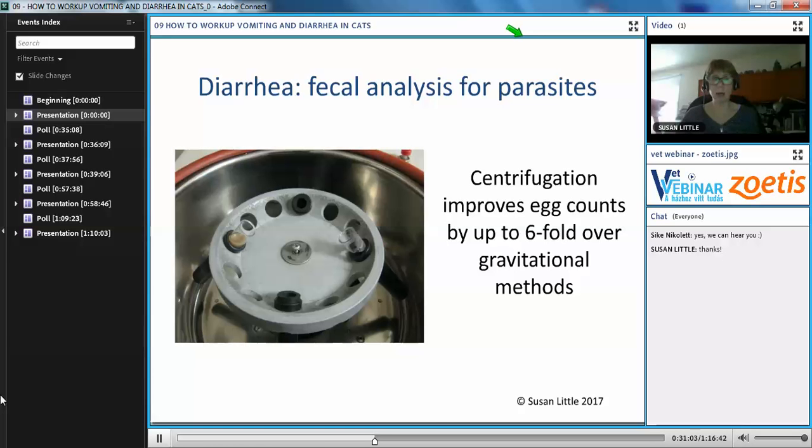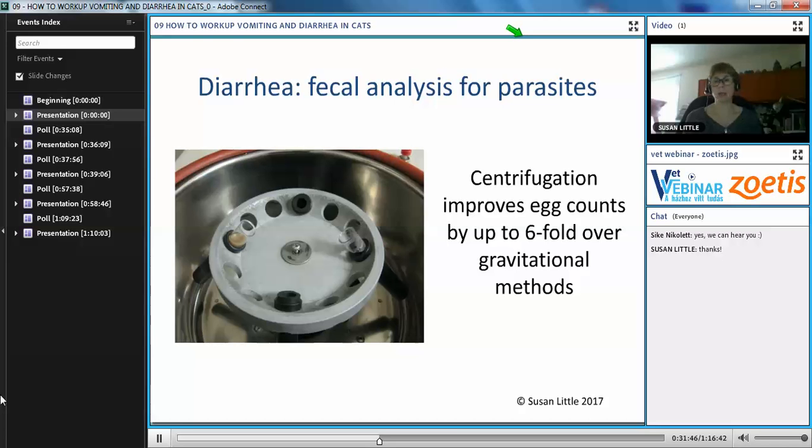patients. And of course, for diarrhea patients, we want to make sure we've got a good fecal analysis done. And that means doing it by a centrifugation technique. So there are techniques that don't require a centrifuge. They're usually called gravitational flotation type techniques. There's different systems that you can get for that, but they don't require a centrifuge. The problem is they're not very good. So we get a 6-fold or more improvement, especially in finding parasites that are common, like the roundworms, coccidia, parasites like that. So we improve, especially egg counts, hugely by using a centrifugation technique.